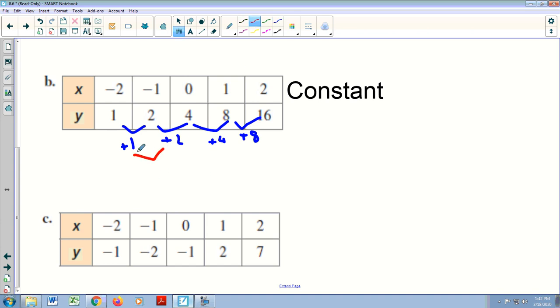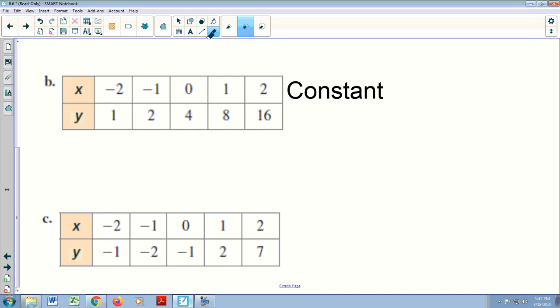1 to 2 is +1. 2 to 4 is +2. Different numbers, I know it's not quadratic. Some of you might be thinking in your head, well, I knew it wasn't that because it looks exponential. Let's just look. What am I doing? I'm multiplying by 2, multiplying by 2, multiplying by 2, multiplying by 2. Multiplying by 2 every time, so this is exponential.